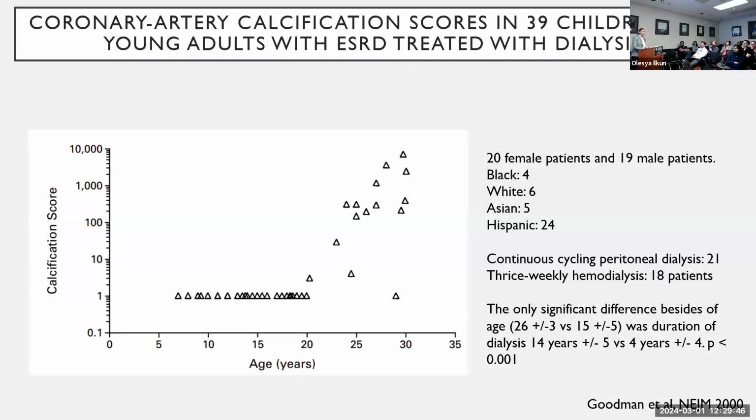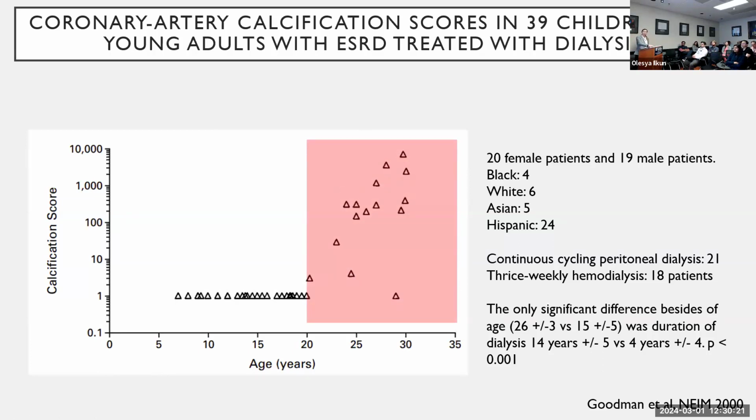So here is the study from year 2000. These are very, very young patients. You can see ages from 0 to 35, right? And in them, starting age 20, the coronary artery calcification scores go up so much. This is a mix, approximately 50% hemodialysis, 50% PD. And a very diverse population as well. Only 5 were white, only 4 were black, but mainly Hispanic patients.